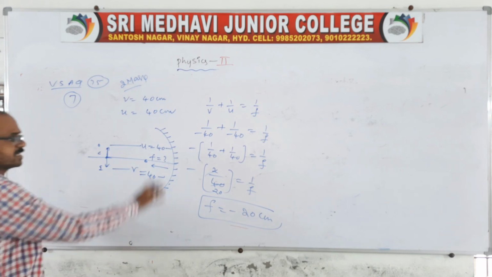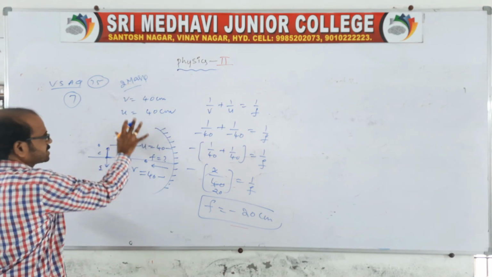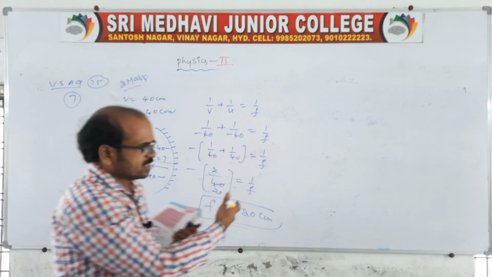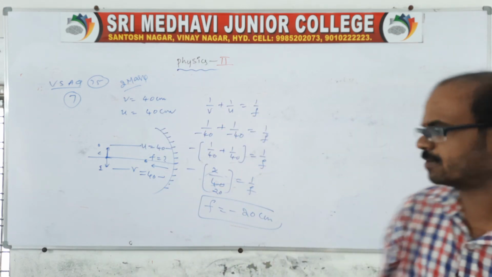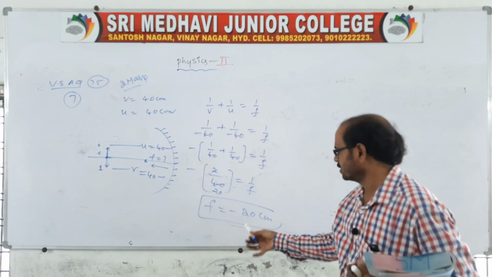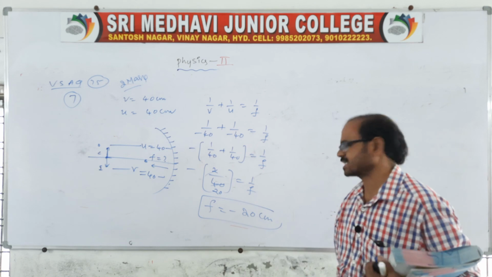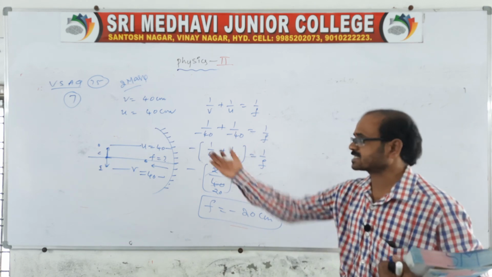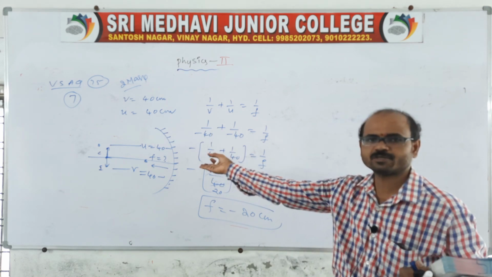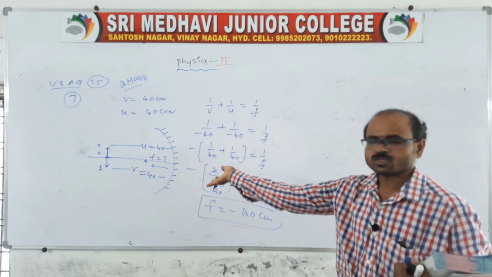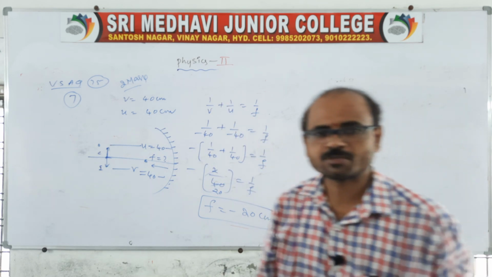So if the image and object distances are given like this, then for this given question the focal length is minus 20 centimeter. It is on the same side because we are using the concave mirror. So like this, these are the problems related to the mirror equation.